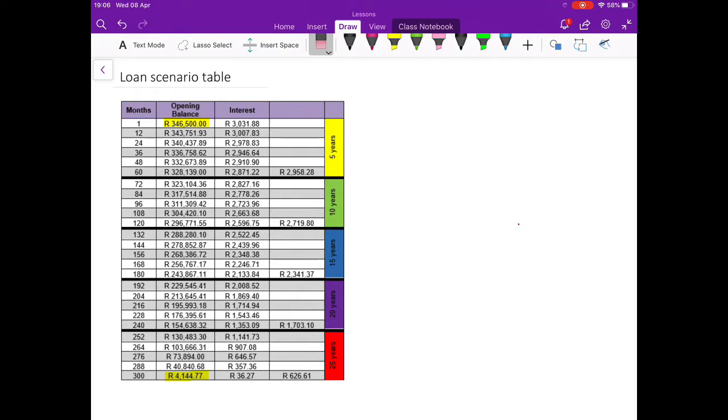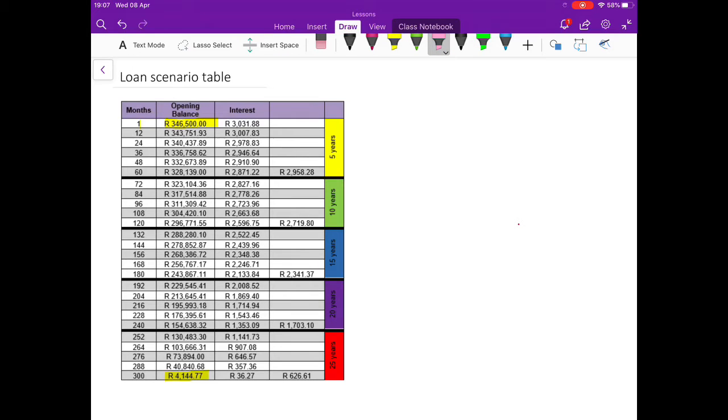Now, what kind of curve do we expect to see? Well, the first thing we have to ask ourselves is, where is the graph going to start? The graph is going to start at 346,500. That is our starting value. So it will start high up on the vertical axis. We've said it won't be a straight line because the interest changes.